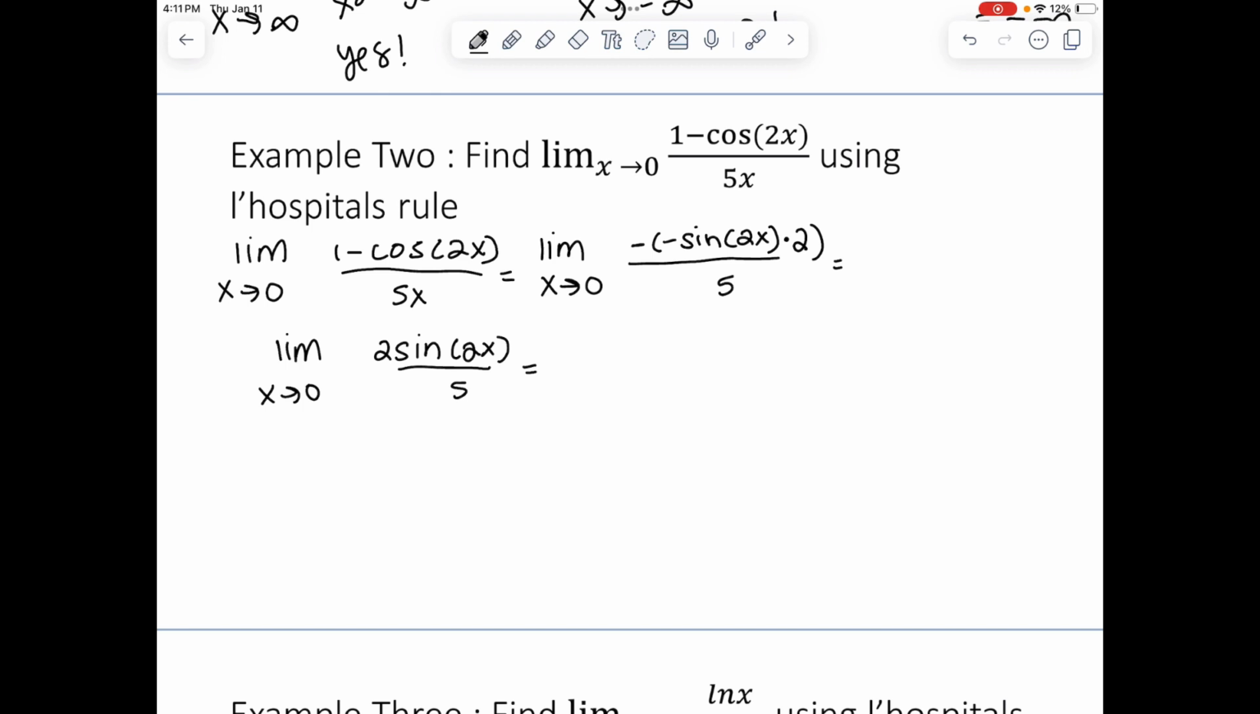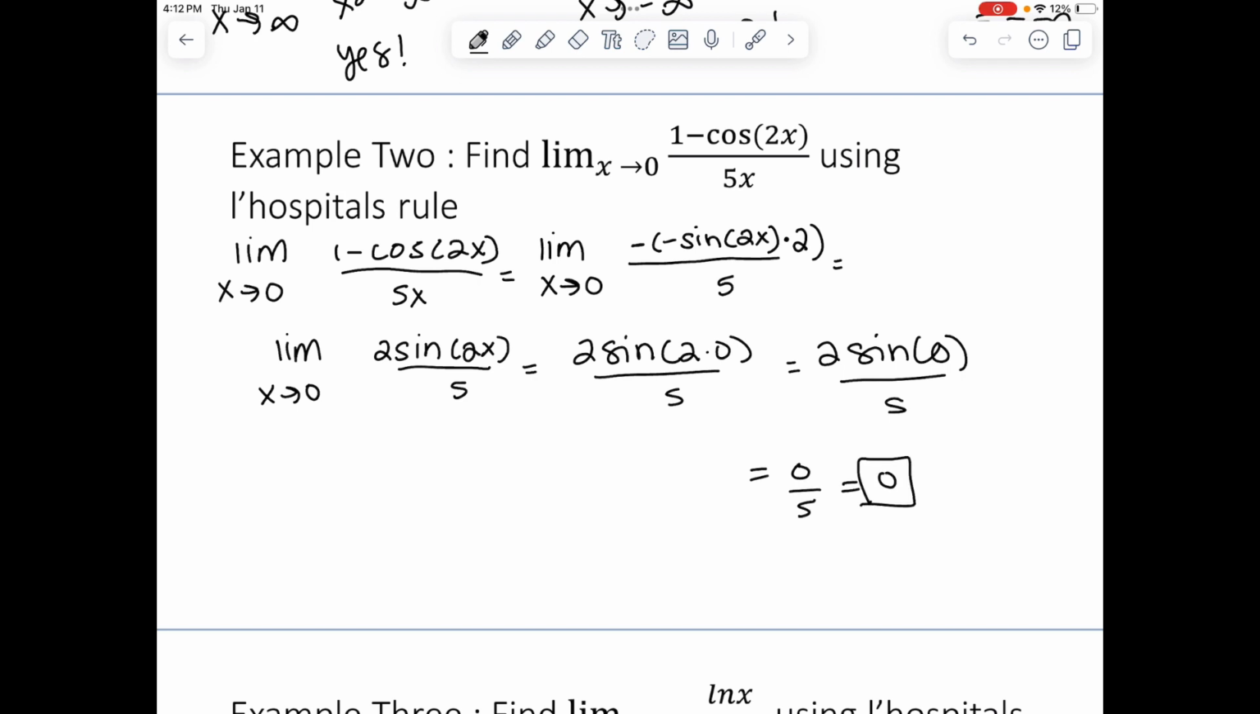And then I'll plug in 0 at this point because it's hopefully going to come out well. So 2 sine of 2 times 0 all over 5 equals 2 sine of 0 all over 5. And sine of 0 is 0, so this will be 0 over 5, which equals 0. And that's our answer.